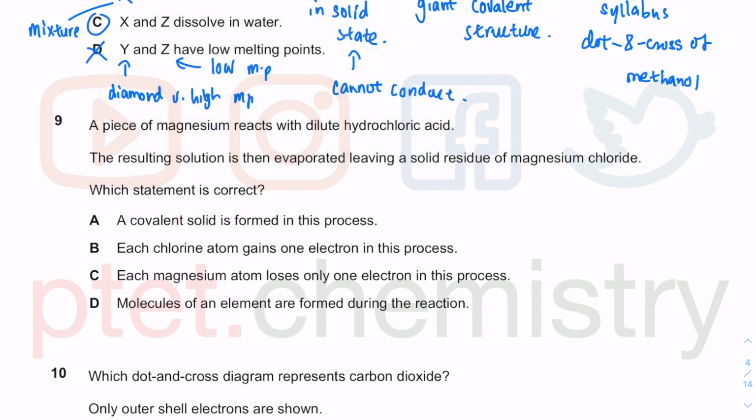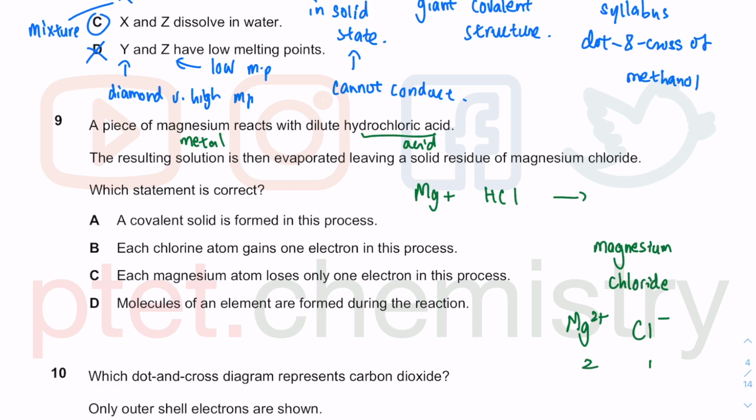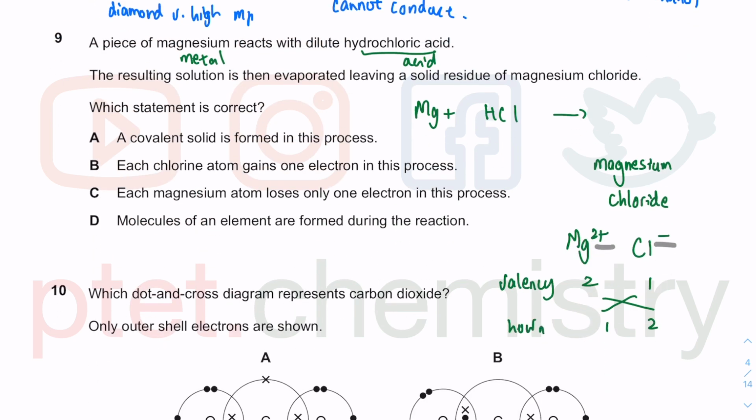Question number 9. A piece of magnesium reacts with dilute hydrochloric acid. This is a metal. This is your acid. Metal reacts with acid, giving you salt and water. So Mg plus HCl. The salt that you're going to get will be a chloride. You call it magnesium chloride. And then when we think about formula of ionic compounds, we think about the valency. 2 and 1 is based on the charges of the ions. When we crisscross the valency, it means 1 of the Mg2+ and 2 of the Cl-, such that you get the MgCl2 formulation stated in the year 9 syllabus.